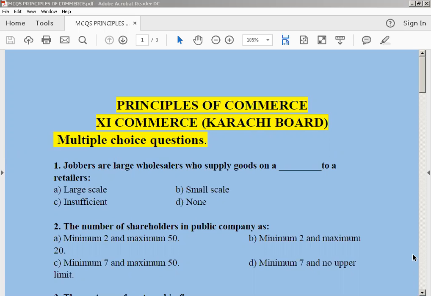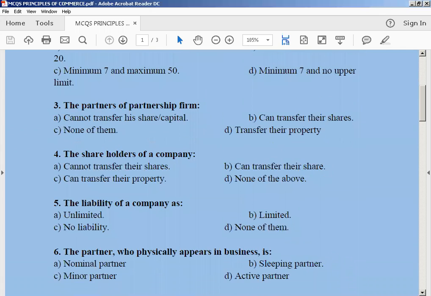You have to find the answers. I'm giving you some time to solve them. This is your open book test. You have to find the answers. Now these are your upcoming MCQs on your screen.